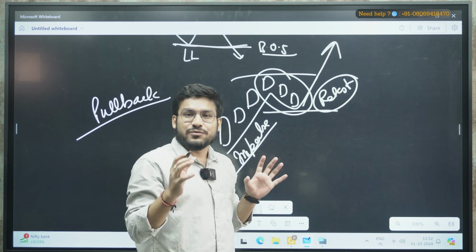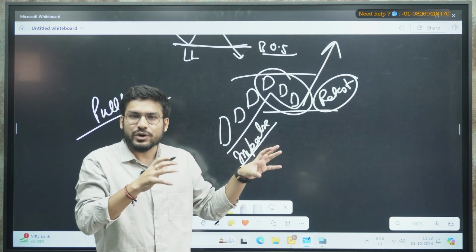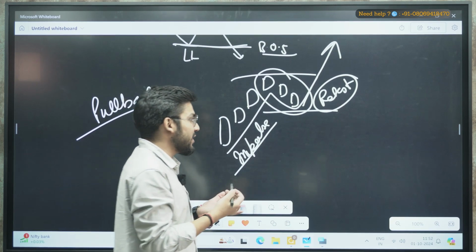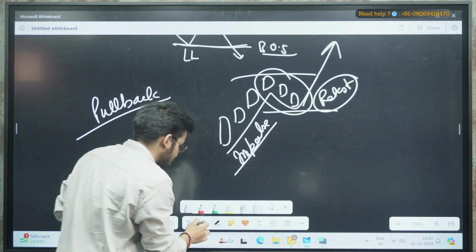And after that we have to know the reason for taking entry. Now for the reason, what we need, first of all we will look for 2-3 candles.